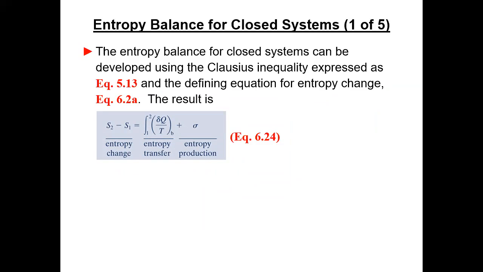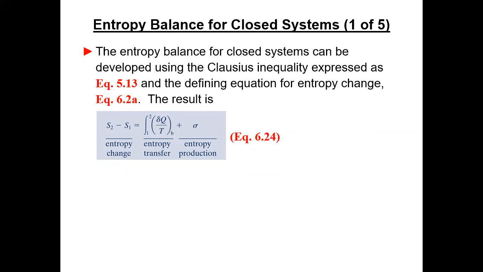So basically, here we go, S2 minus S1. For a closed system, this is like your piston cylinder sitting there going through some sort of a process. S2 minus S1, well, we can transfer heat or we can have irreversibility in the system. That's it. And that kind of goes with the definition of isentropic.